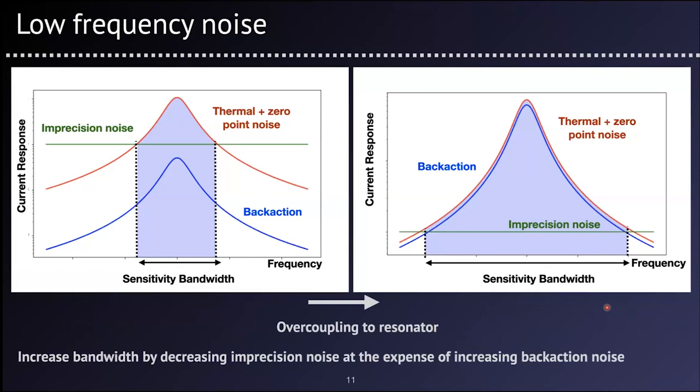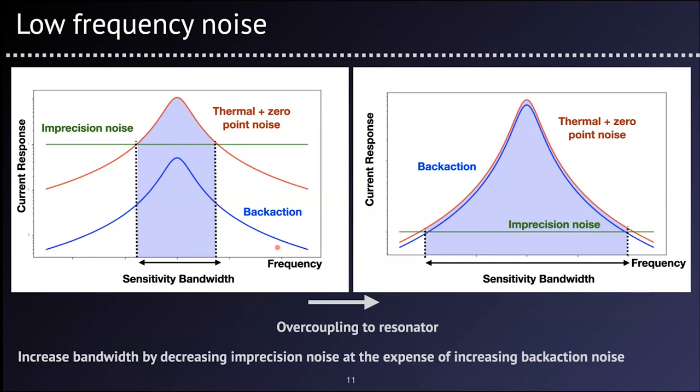Moving on, as I stated before, one key component of this search is that we increase our bandwidth in order to increase our scan speed. And so at these frequencies, you can see the different types of noise we are dealing with shown in both of these plots. So there's three critical components, and those include thermal and zero point noise, which is shown here in red. That's followed by imprecision noise. So this is basically the noise at the output of the amplifier. And then finally, back action noise, which is noise that essentially back acts on the resonator itself.